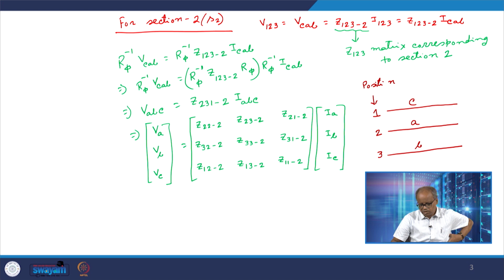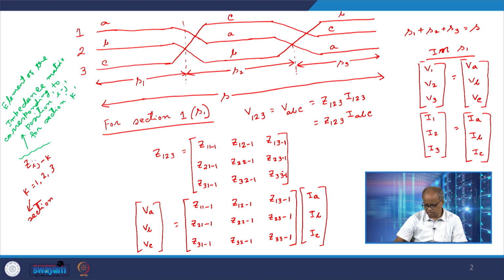So this is the case. Let us say this is equation 2, and let us say that this is equation 1.